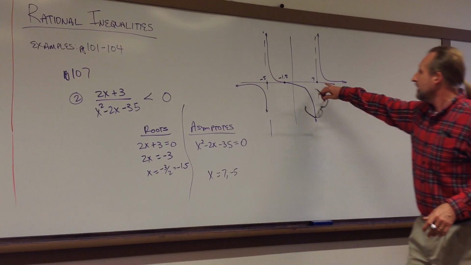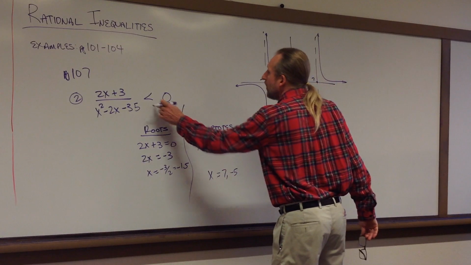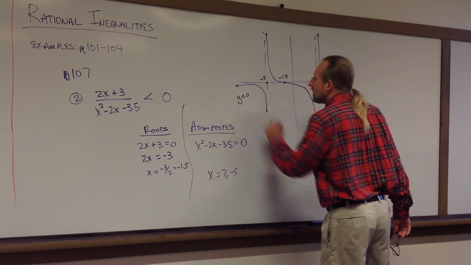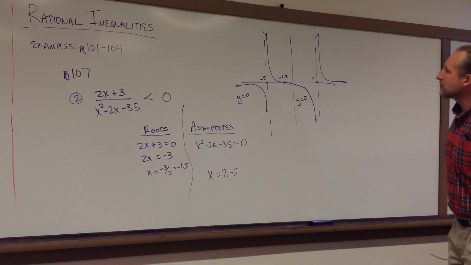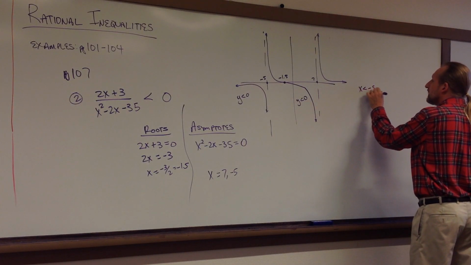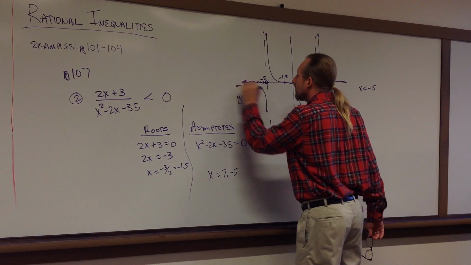Okay, but now we've identified the two asymptotes and the one root, and the problem is asking us, where is y less than 0? So, over here, y is less than 0. Over here, y is less than 0. So, the answer to our question is x less than negative 5, right? That's this region out here.